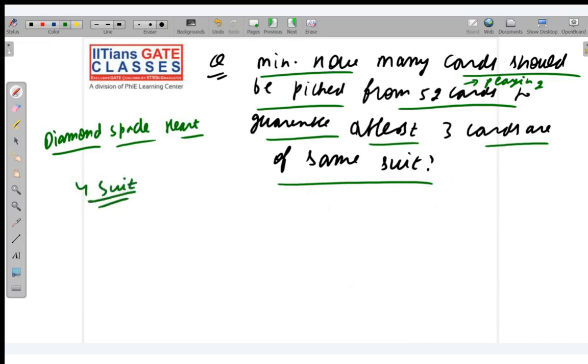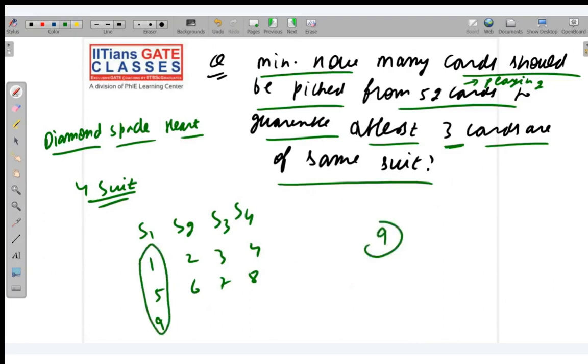Okay, and 52 cards are there, and what we want to guarantee is at least 3 cards of the same suit. So this is again very easy. Say this is suit number 1, 2, 3, and 4. So 1, 2, 3, 4, 4 cards picked. In the worst case, all 4 are different, then 5, 6, 7, 8 different, and the moment you pick the ninth one, you will get 3 cards of the same suit. So the answer is 9.